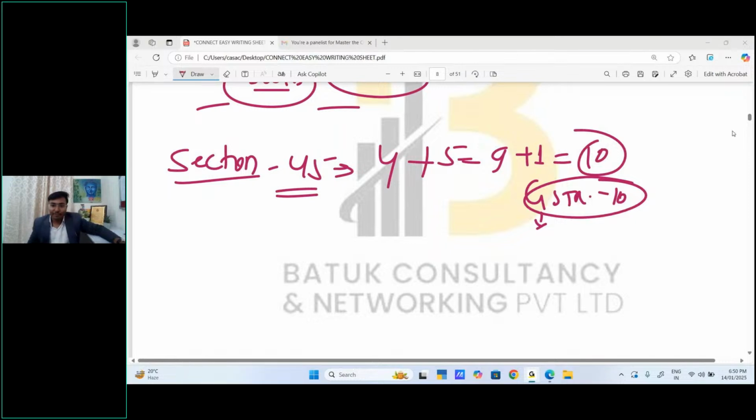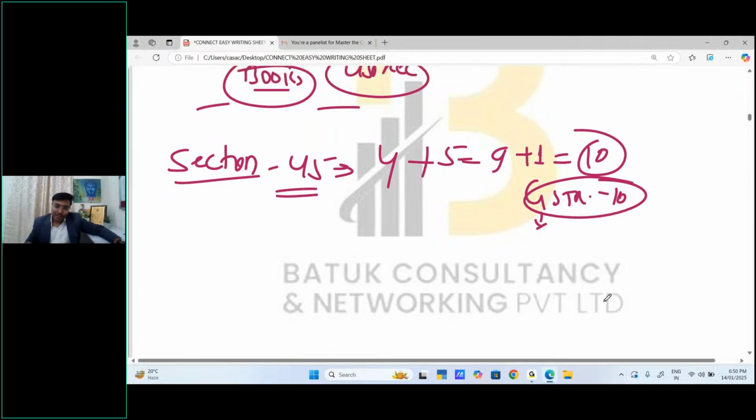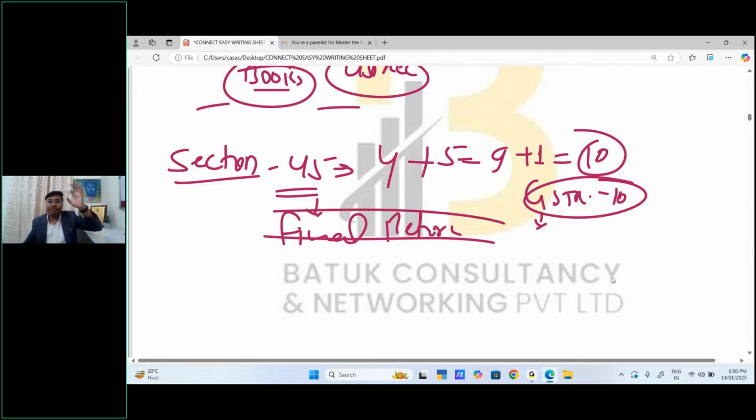Four plus five is equal to 9. Just add 1 from my side, that is 10, final return. So this section number 45 is related to final return only.